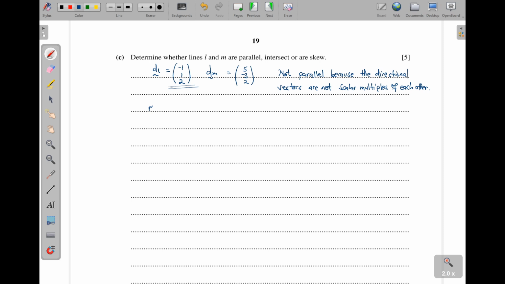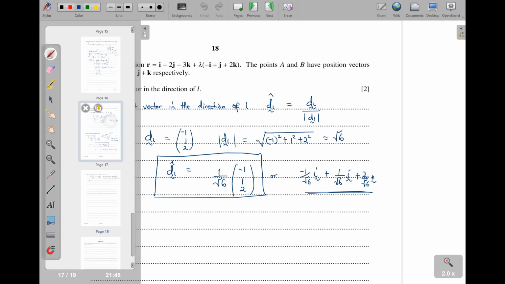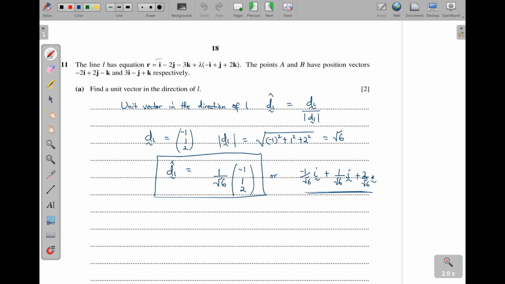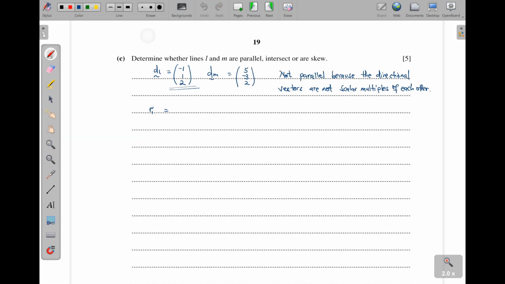So what is R1? I can make this one R1 for L. I will write the parametric equations. Okay, so I have 1 minus lambda, then -2 plus lambda, and then -3 plus 2 lambda. So this is what I'm going to have here.